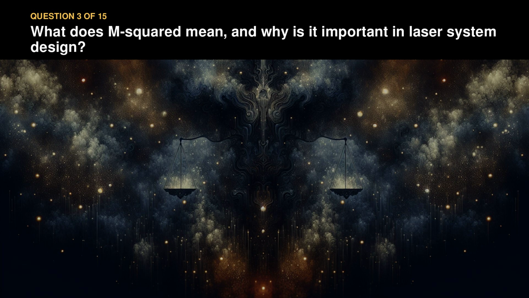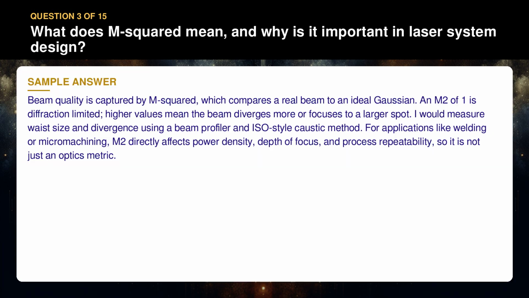Question 3. What does m² mean, and why is it important in laser system design? Beam quality is captured by m², which compares a real beam to an ideal Gaussian, and m² of 1 is diffraction limited. Higher values mean the beam diverges more or focuses to a larger spot. I would measure waist size and divergence using a beam profiler and ISO-style caustic method. For applications like welding or micromachining, m² directly affects power density, depth of focus, and process repeatability, so it is not just an optics metric.